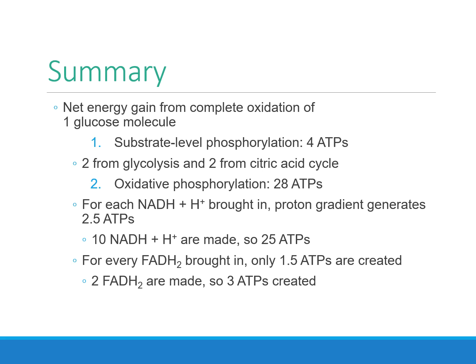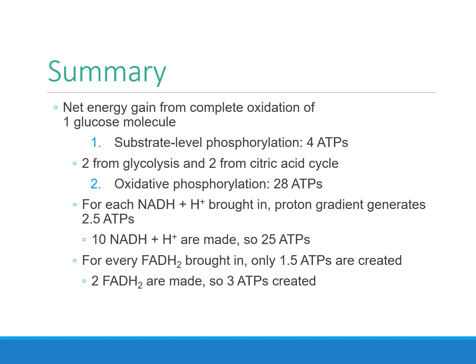Your substrate level phosphorylation, we get 4 ATPs out of that. We get 2 from glycolysis and 2 from citric acid. If we go through the oxidative phosphorylation, that makes our 28 ATP that I was talking about. All right, so that's an important idea. They give you some of the breakdowns.